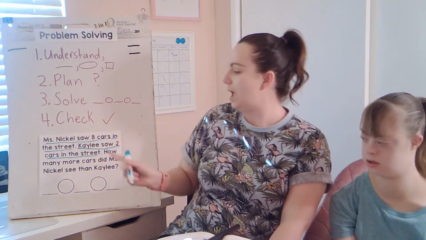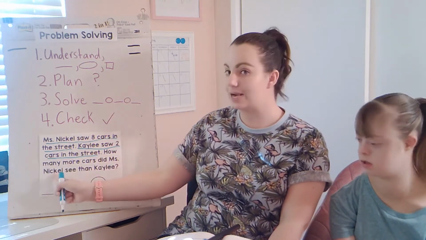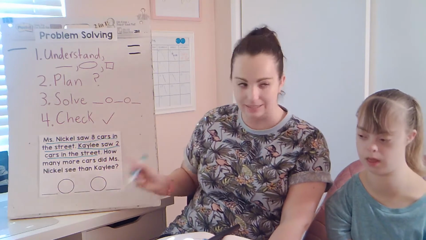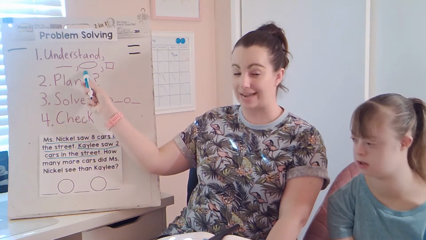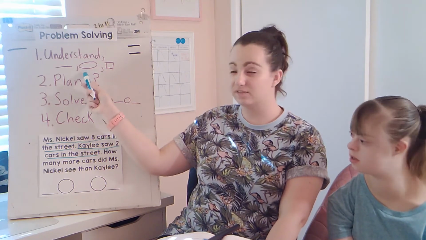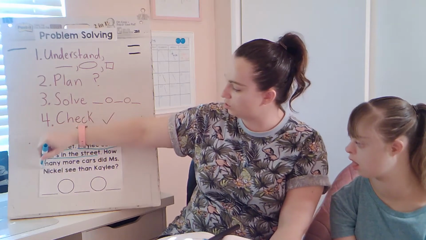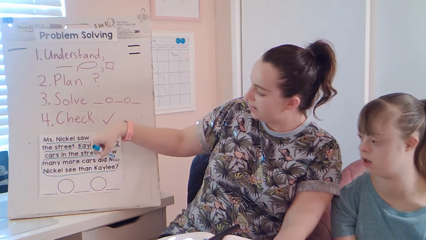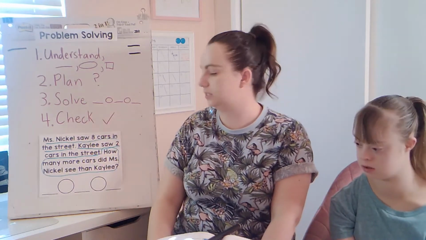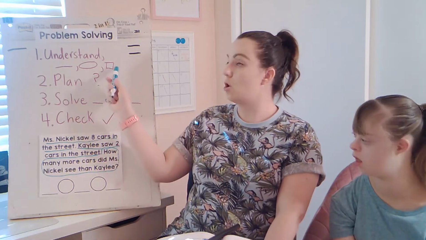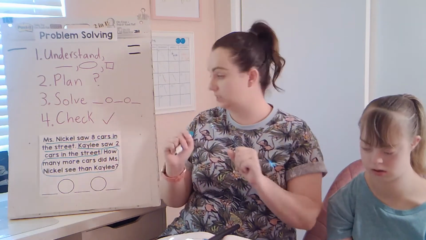Okay? How many more cars did Miss Nichols see than Kaylee? Do we already know? Or is that what we have to find out? We have to find out. So that we're going to circle. Because that's the question. We're going to circle what we need to find out. We also go back and put a box around the number so it's easy for us to see.